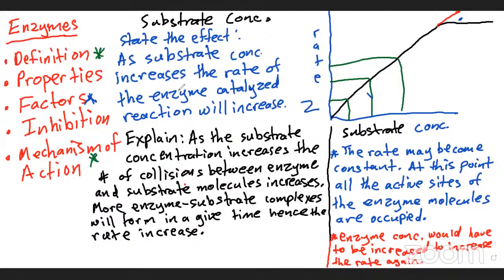That is when you're looking at the effect of substrate. If you were looking at the effect of enzyme, then when it gets constant, if you want to increase it again, you would increase the concentration of your substrate. All right, so that's it for the effect of concentration of substrate and enzyme. We're going to do pH and temperature. All right, so I'll give you a minute, and then we'll move to pH.